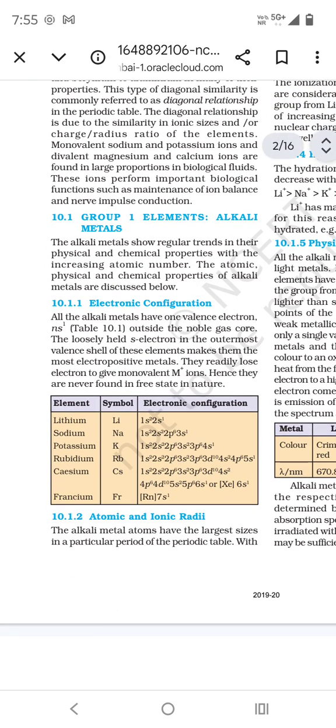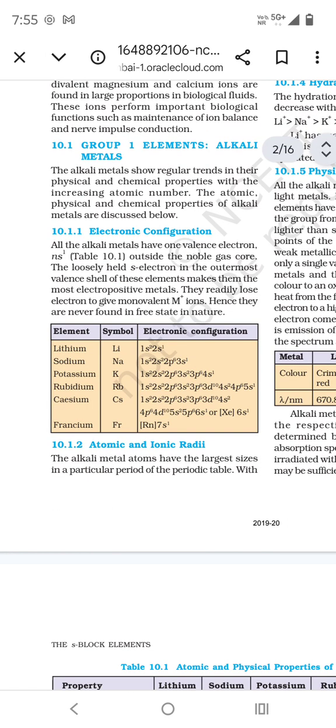Group 1 elements, alkali metals. The alkali metals show a regular trend in their physical and chemical properties with increasing atomic number. The atomic, physical and chemical properties of alkali metals are discussed below.